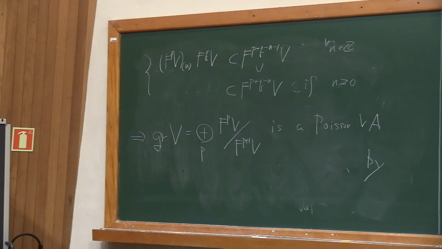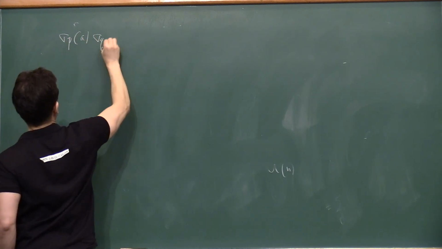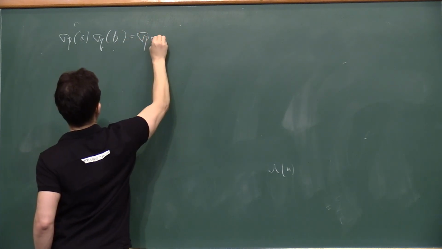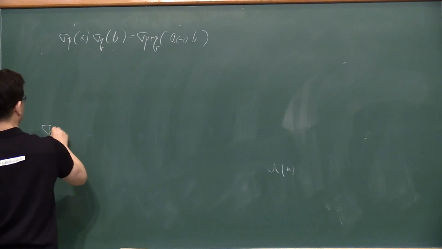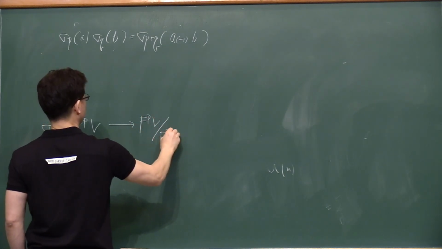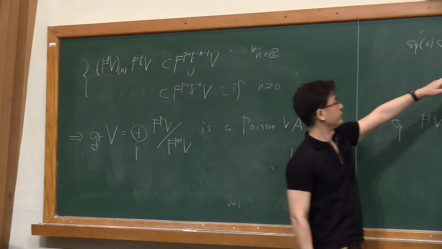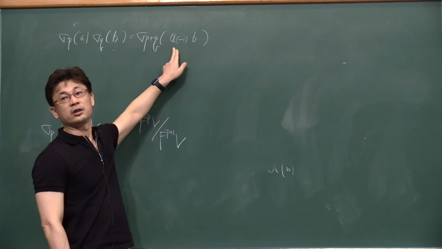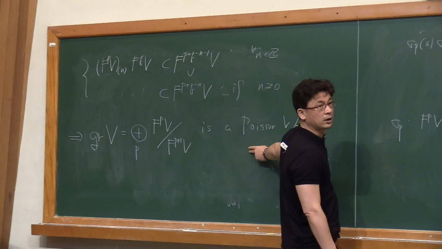And the product of this commutative algebra is defined by σ_p(a) σ_q(b) = σ_{p+q}(a_{(-1)}b), where σ_p is the symbol map, which sends F^p(V) to F^p(V)/F^{p+1}(V). So when n is -1, this is just in F^{p+q}. So this defines an element of F^{p+q}. So just take the symbol of this element. And this gives this space the structure of a commutative algebra.